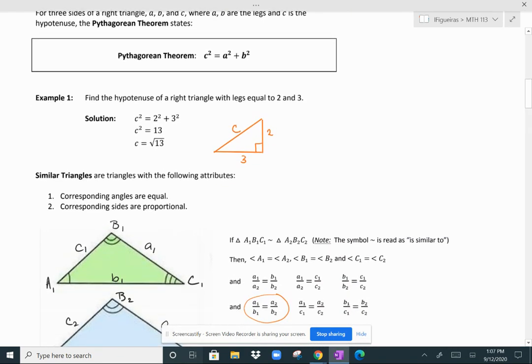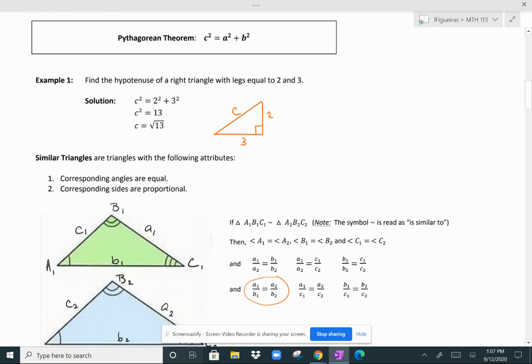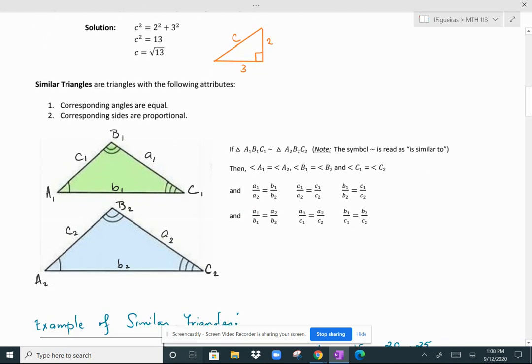All right, so what are similar triangles? Similar triangles are triangles with the following attributes. Similar triangles will have corresponding angles that are equal and corresponding sides that are proportional. A proportion is basically one fraction equal to another. If I look at these two, these are two similar triangles. You can see that they have the exact same shape; basically the green one would fit nicely into the blue one. It's just a little smaller.